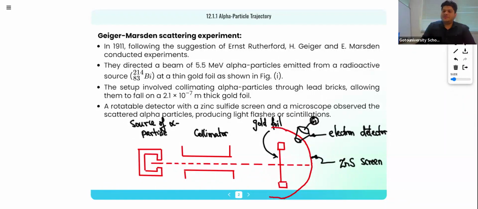Okay, now let's see the observations one by one. See what we will see here. We will see that this zinc screen has the property that whenever a particle strikes on the zinc screen, we will see a scintillation, or light will be there. Okay, we will see that maximum atoms will cross here.